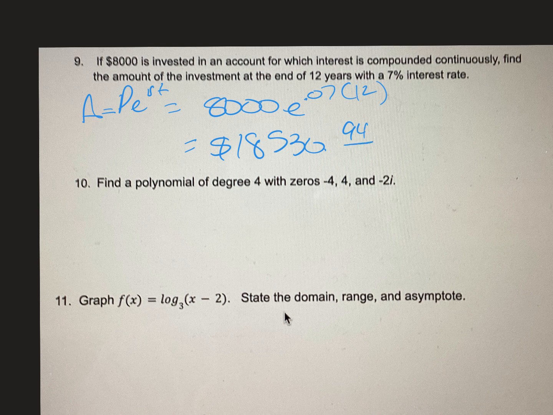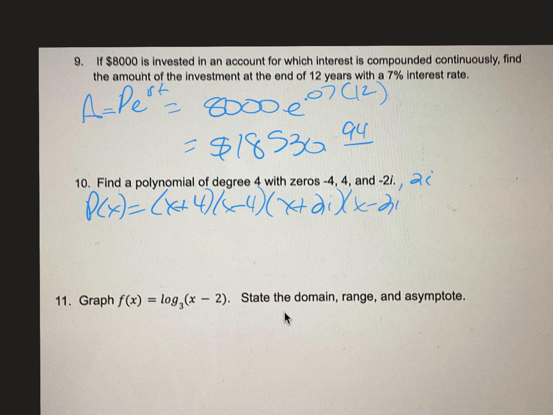Find a polynomial of degree 4 that has these roots. Now, if negative 2i is a root, remember, 2i is also a zero. So it's going to be a doozy. So I have x plus 4, x minus 4. I also have x plus 2i, x minus 2i. And I thought it was going to be worse than it was. These two are conjugates, those first two.